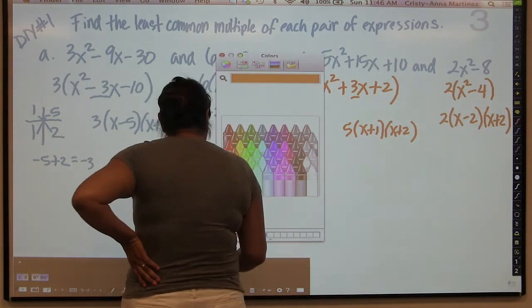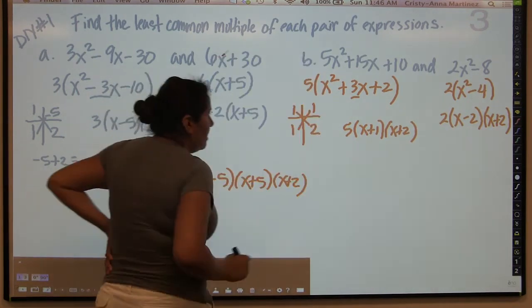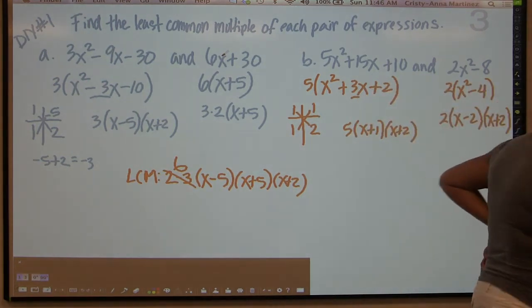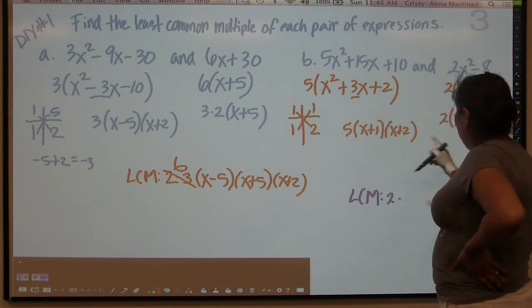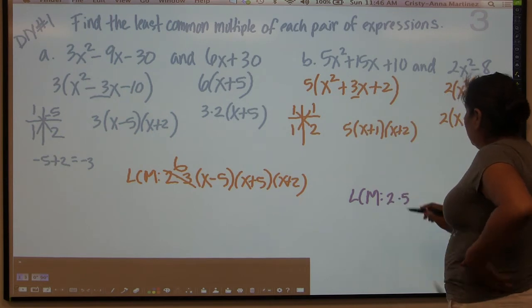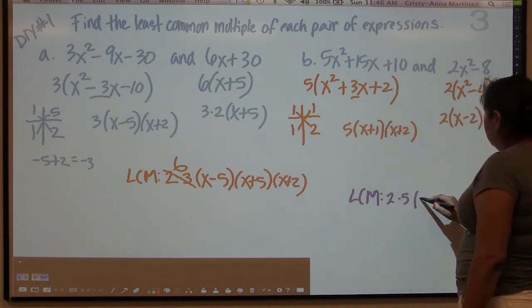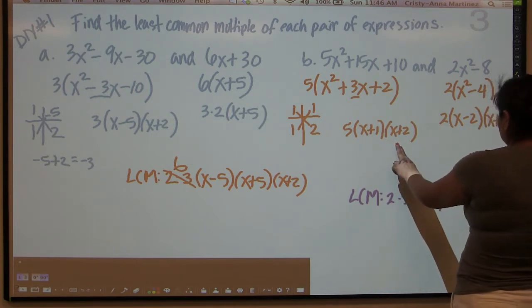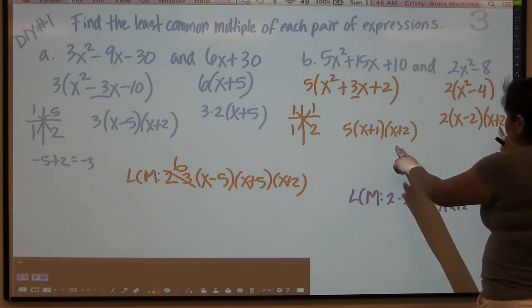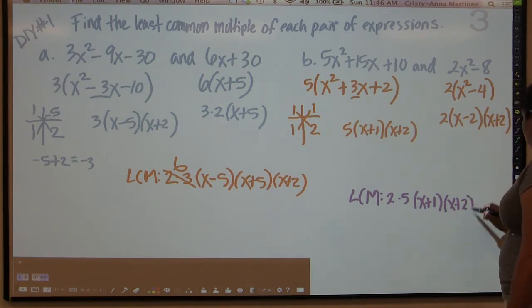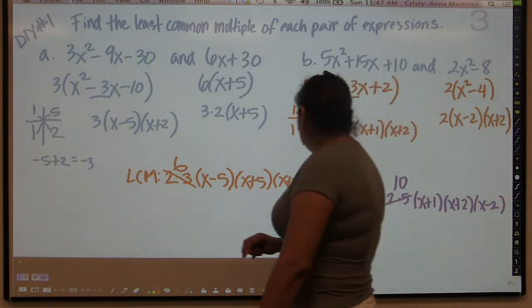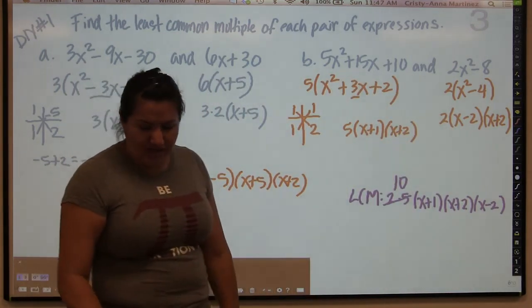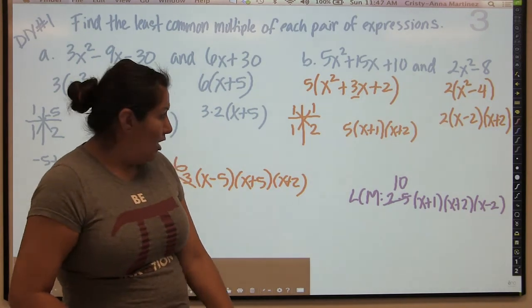So to get my complete factorization, I have to have all of the factors present. So this one has a 2, so I'll need a 2. This one has a 5, so I will need a 5. This one has an x plus 1, so I'll need that. This one has an x plus 2, and so does this one. And then I need this x minus 2. Now all the factors are present. The last thing you can do is combine the 2 and the 5 into a 10. So the least common multiple for part B is 10 times x plus 1 times x plus 2 times x minus 2. And that is how you do those.